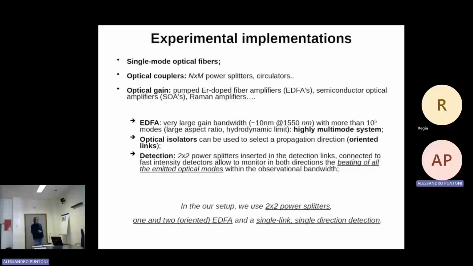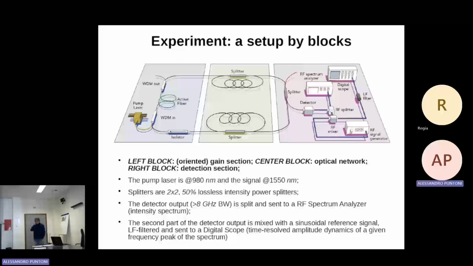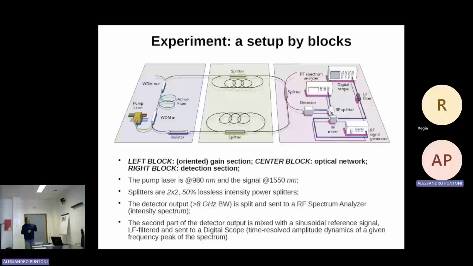In our system, we use something which is very simple. We are just using 2x2 power splitters, one or two active media, and a single-link, single-direction detection, which is the simplest case for our system. So let me split the system into three conceptual blocks. In the center you have a sketch of a possible configuration: a ring made by a 2x2 splitter, and another one here, and then the complete network made by these. Then you need to put an optical gain somewhere, and this is done by this block here.